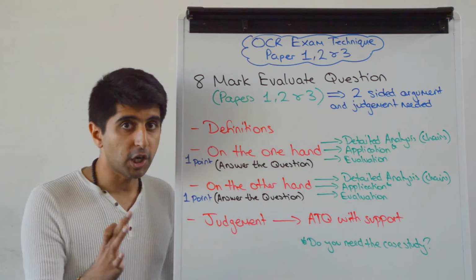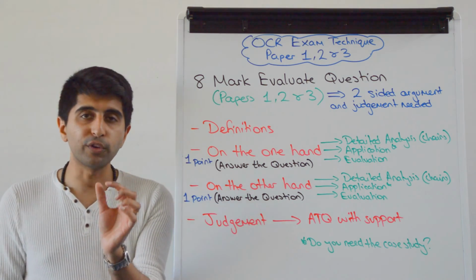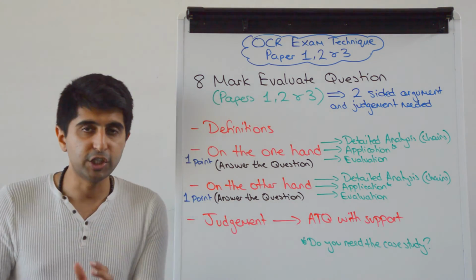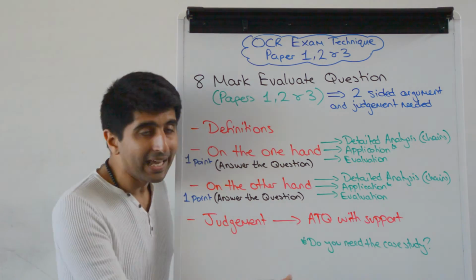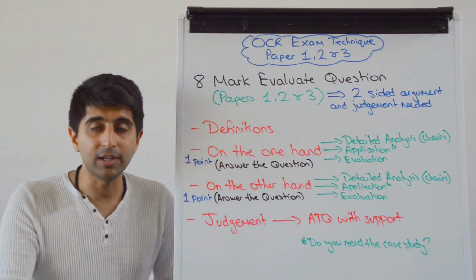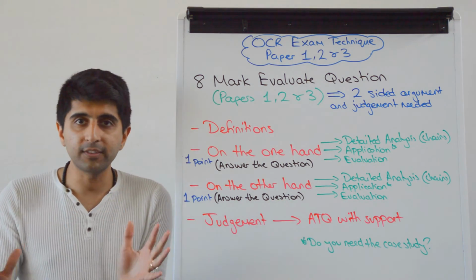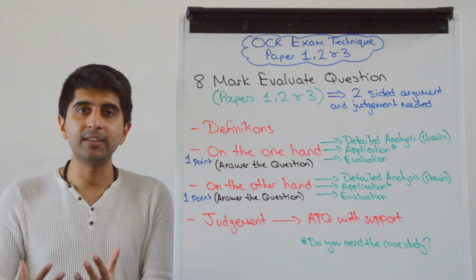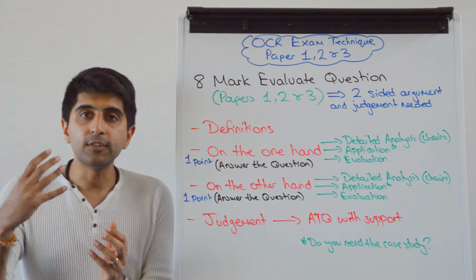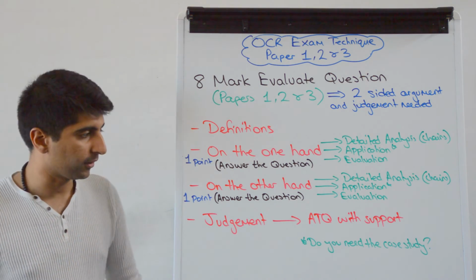Then you need to write a judgment. This is important. You can't score full marks unless you have a judgment. And in your judgment, all you need to do is to explicitly answer the question. So literally, answer the question just in 1 sentence. So answer that question and then support. Why have you answered it that way? A simple sentence supporting that answer and you will get your marks for the judgment.